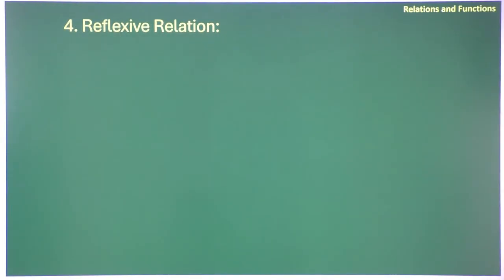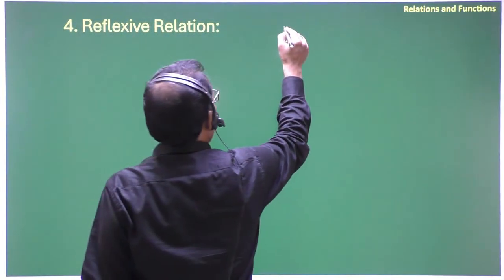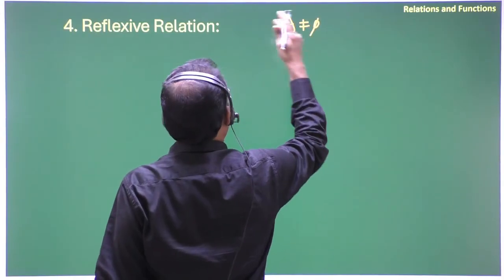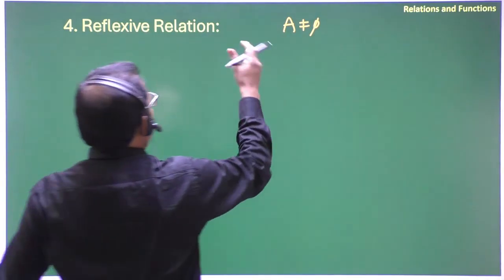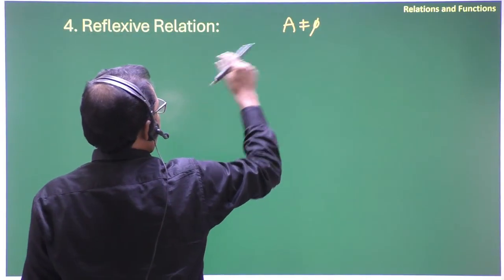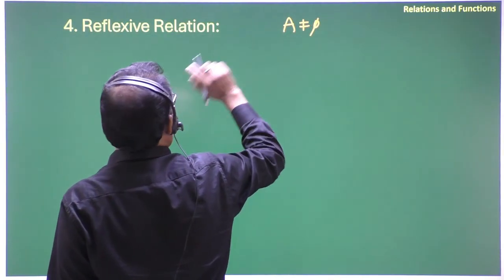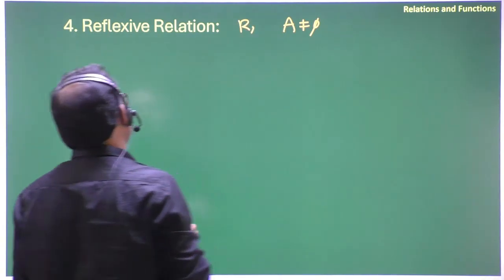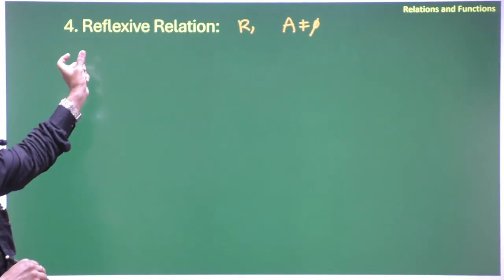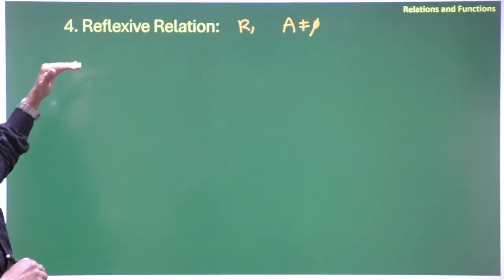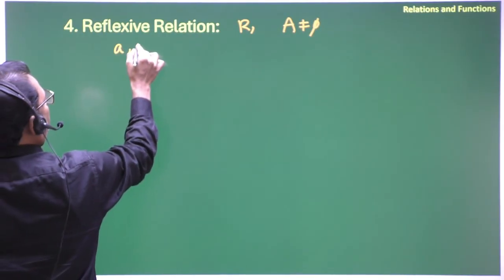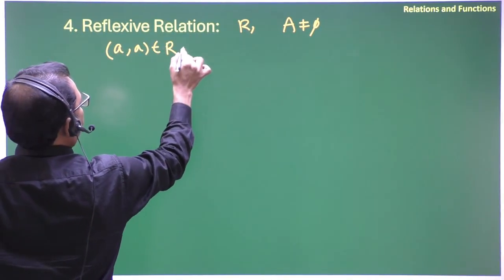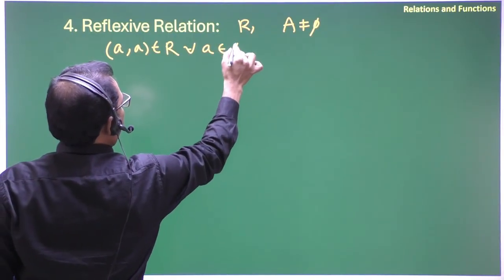Now coming to the reflexive relation. If we have a set A which is a non-empty set, throughout my lectures when I define relations, you should assume that A must be a non-empty set. From the beginning, I assume that all of you know about relations from class 11, that's why I'm not writing it here. A is not equal to phi and we define a relation R on A. A relation R is called a reflexive relation if (a, a) belongs to R for all a belonging to capital A.